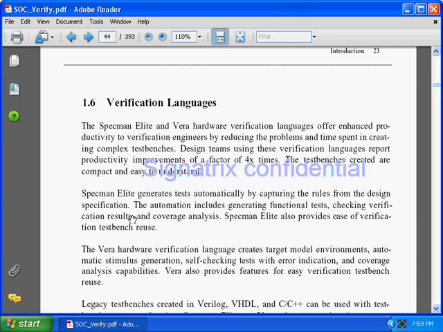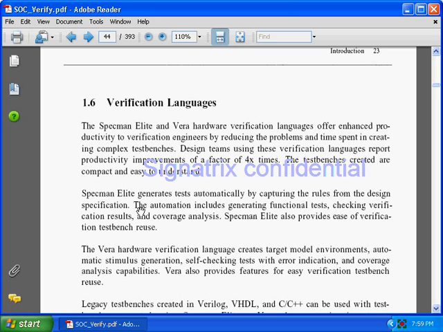So coming to verification languages, Specman Elite and Vera hardware verification languages offer enhanced productivity to verification engineers by reducing the problem and time spent in creating complex test benches. So they are telling that instead of implementing the test benches with the help of PLI or any HDL, it's better you go with some verification languages. Two verification languages that are widely accepted in the industry are Specman Elite and Vera.